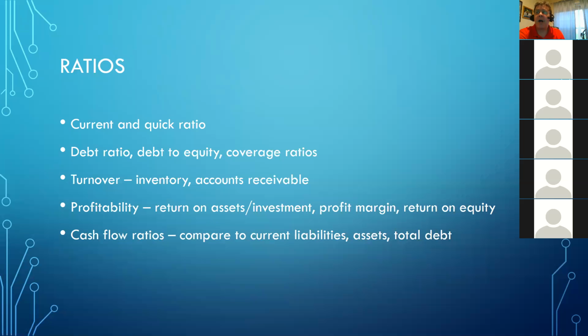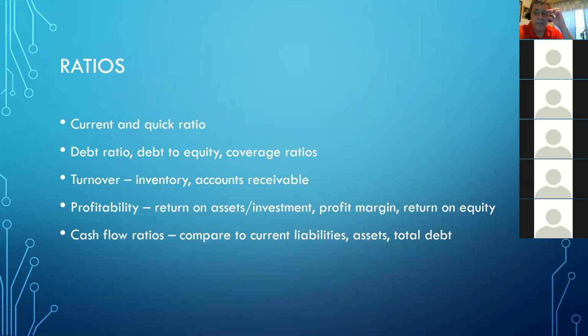You're measuring how liquid the company is, how easily it can meet its obligations by turning its assets into cash and then being able to pay its bills. If you have a current ratio of 2.5, you're more liquid than a company that has a current ratio of 1.5, meaning you have more cushion to be able to pay your liabilities and have some extra.